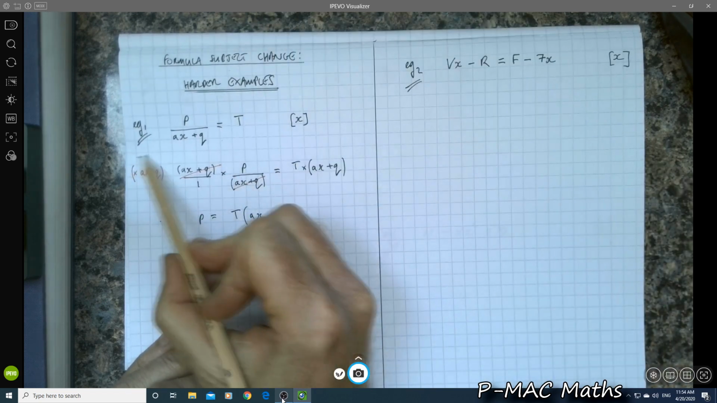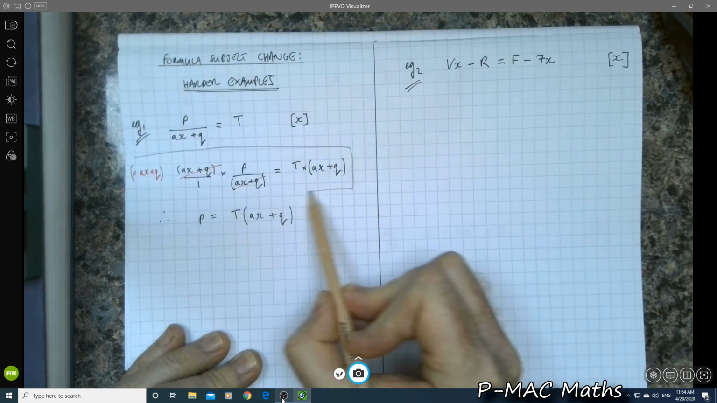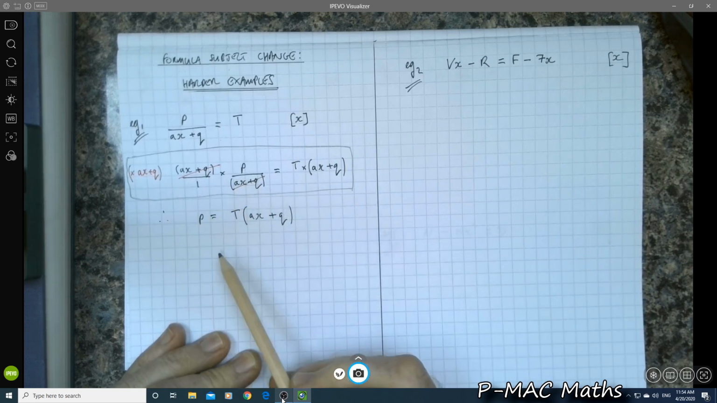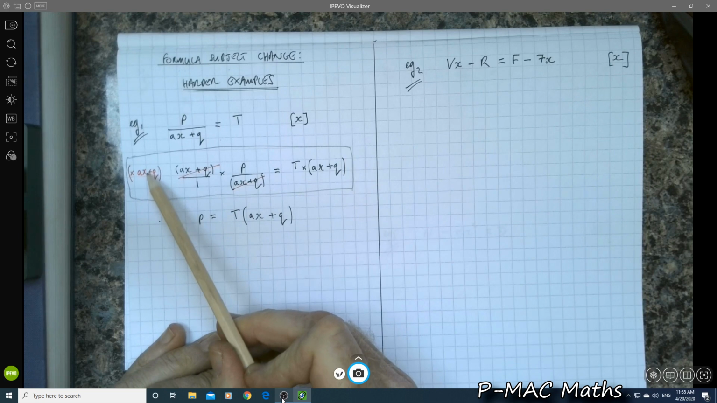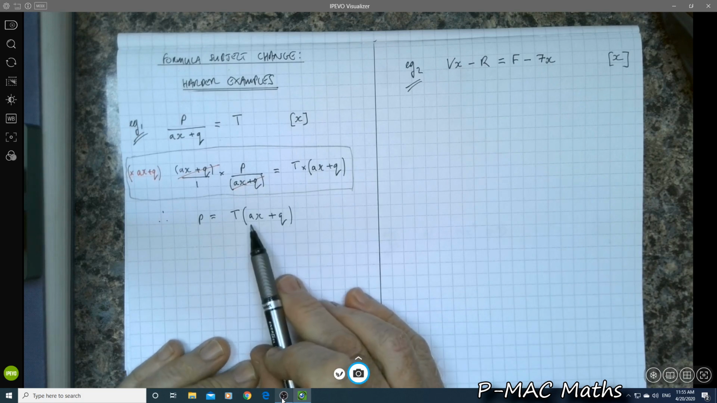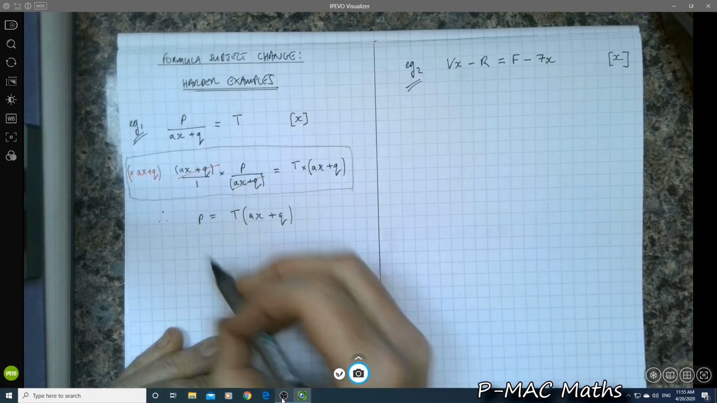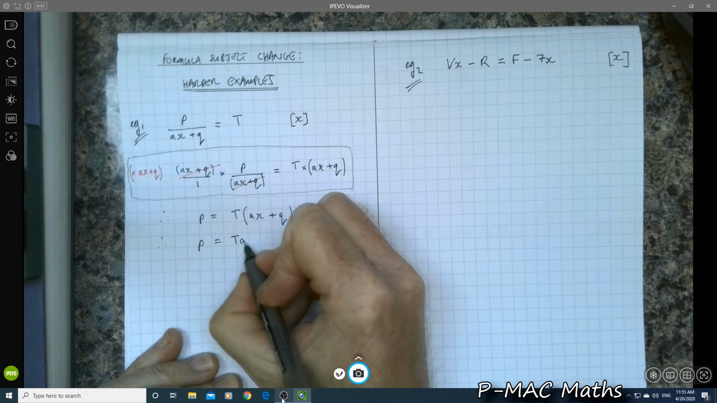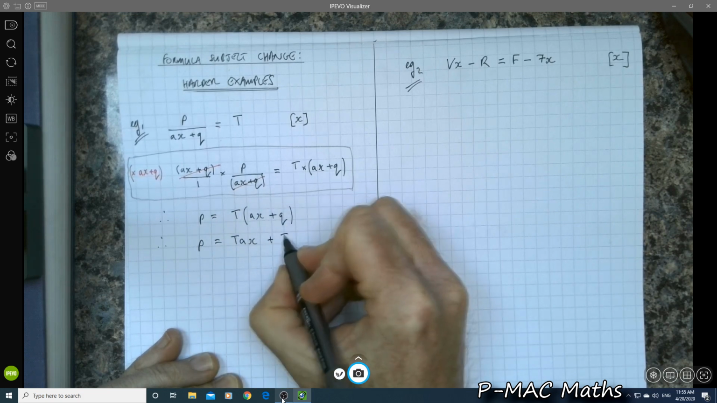So this step here, this is effectively what's going on, but it's okay to write down this operation and then take yourself to this line here. Next thing to do is expand the bracket because x is contained within a bracket. So p equals tax plus tq.